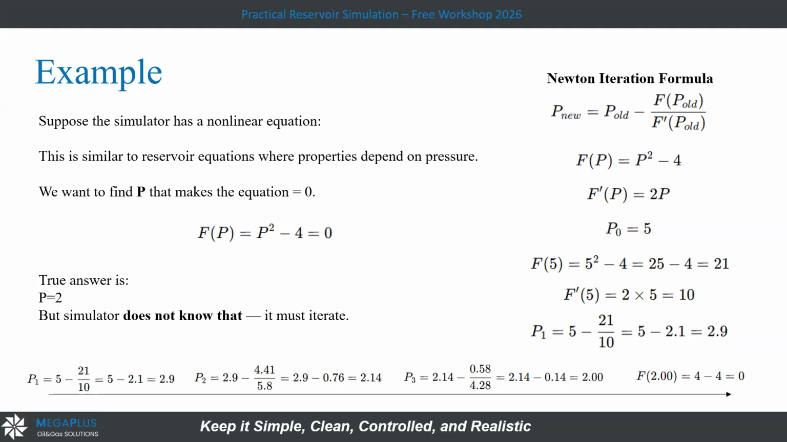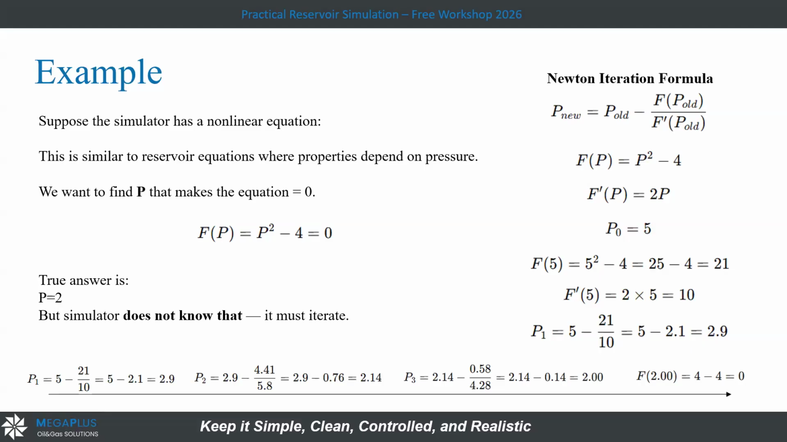And the iteration formula is also very simple. The new pressure of the cell will be equal to the old pressure minus the function of the old pressure divided by the derivative of the function. As an example, I need to make this in numbers to be clear. If I have a function of pressure equal to the pressure squared minus 4, it's obvious, it's a very normal function: P squared minus 4 equals 0, so P will be equal to 2.